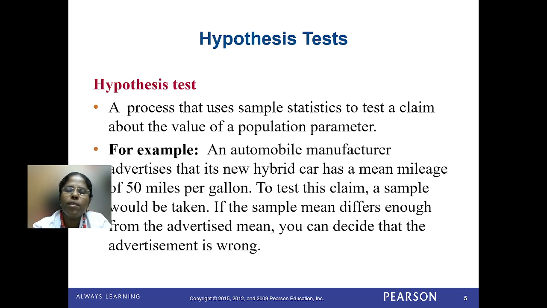For example, here they have given another example. An automobile manufacturer advertises that its new hybrid car has a mean mileage of 50 miles per gallon. To test this claim, a sample would be taken. If the sample mean differs enough from the advertised mean, you can decide that the advertisement is wrong.